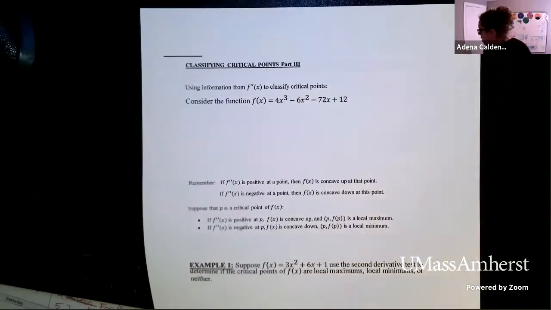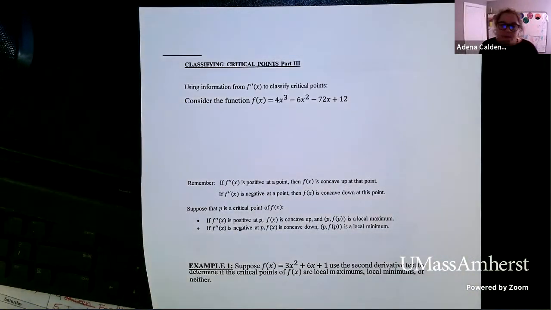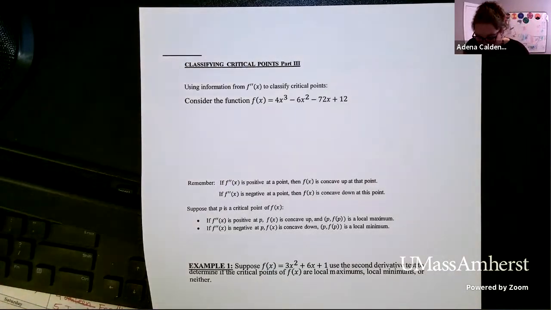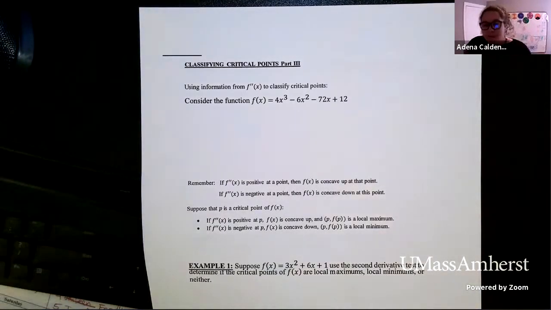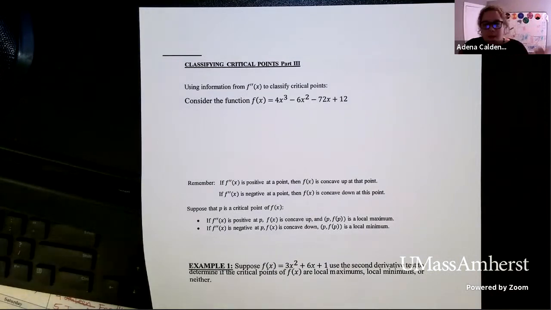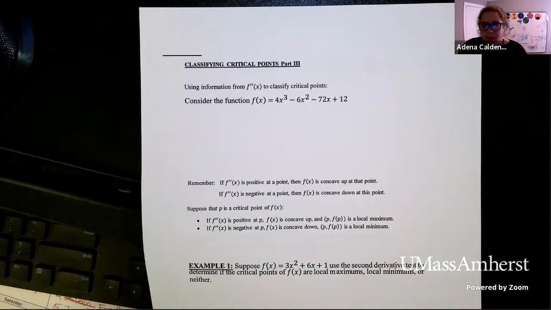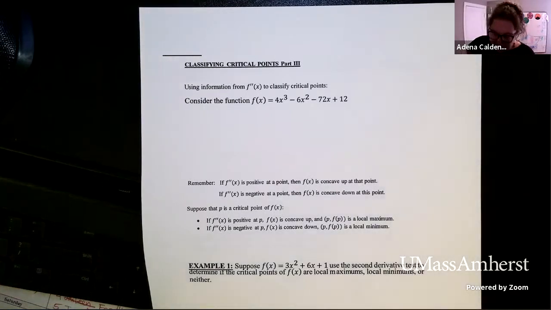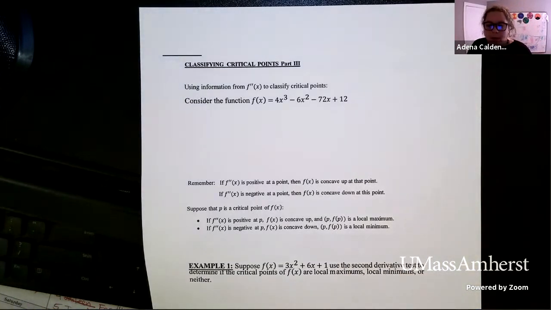Okay, now the last test that we use here is the second derivative test. So again, it really depends on what kind of information you have, but here we have the original function. Could we graph it? Yes, we could use that first test. Could we find the first derivative and classify positive to negative, negative to positive? Yes, we could also use that test. But we could also use the second derivative test. So how does that work?